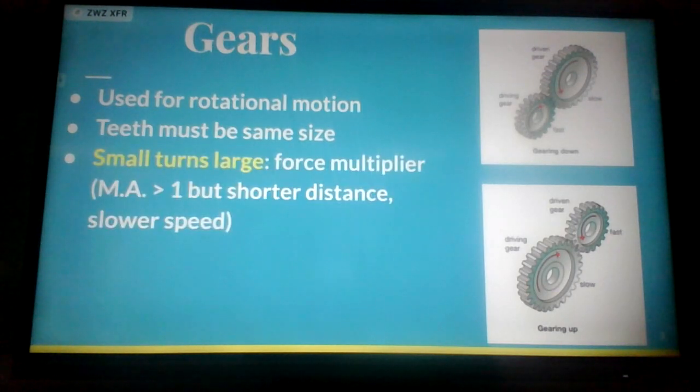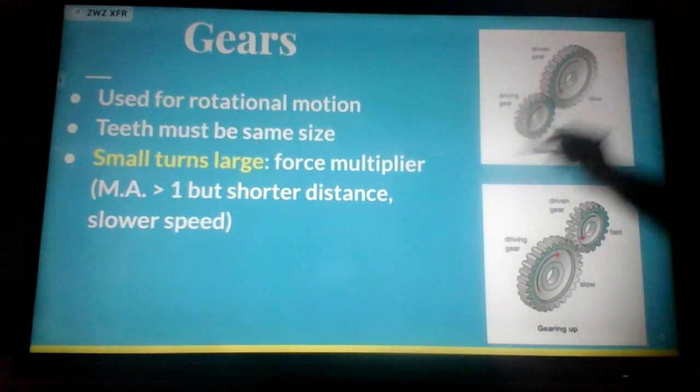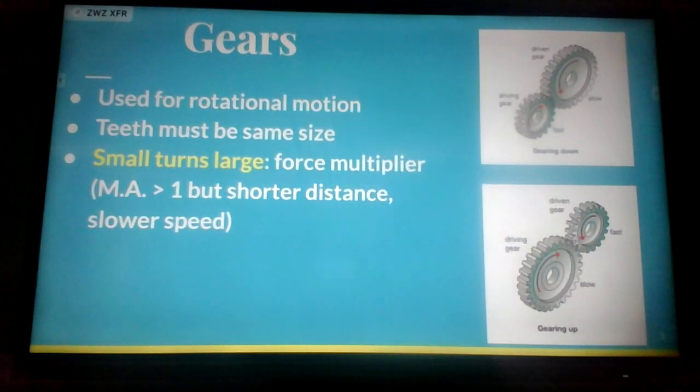If a small gear turns a large one, like in the top picture, then we have a force multiplier. So anytime we have a small gear pushing a large gear, we get a mechanical advantage greater than 1, but then for a shorter distance, because this gear is going to have a shorter rotation. This may take 2 or 3 complete rotations for the large gear to turn exactly 1 time. However, we are increasing the effort force. We'll have a mechanical advantage greater than 1.